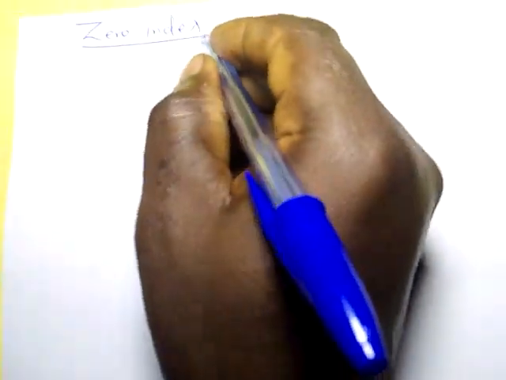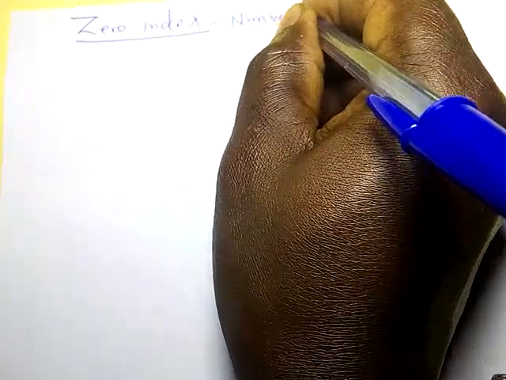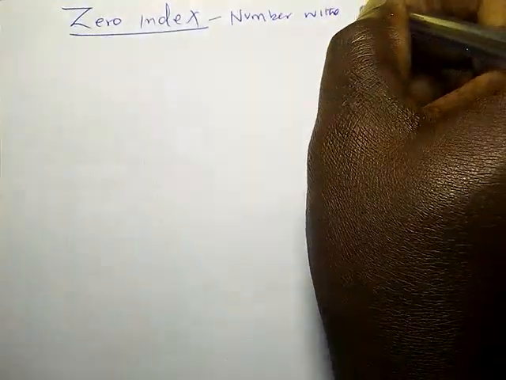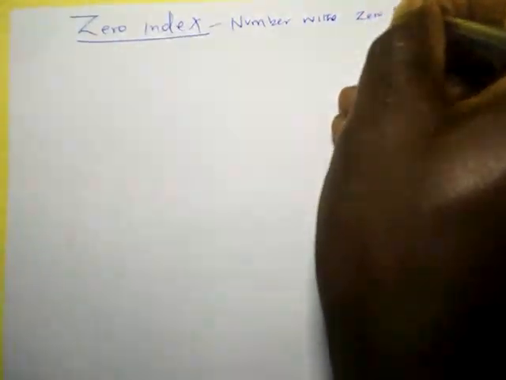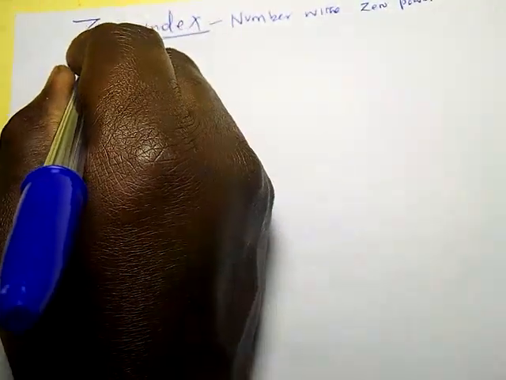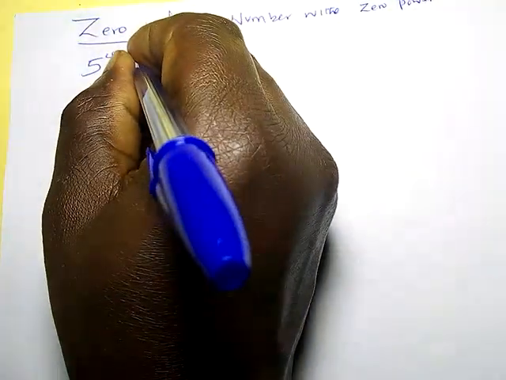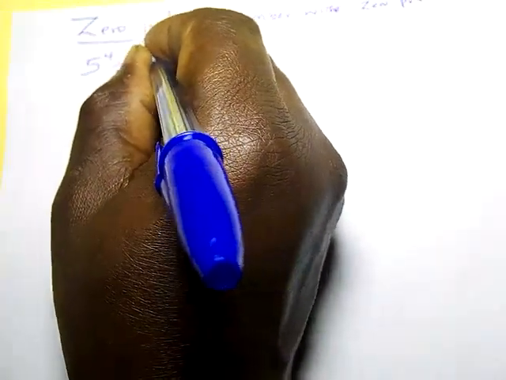Zero index. These are the numbers with 0 power, with the power of 0. For example, let us consider 5 raised to power 4 divided by 5 raised to power 4.